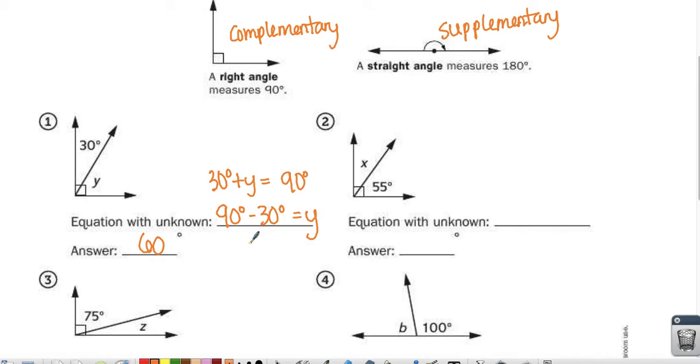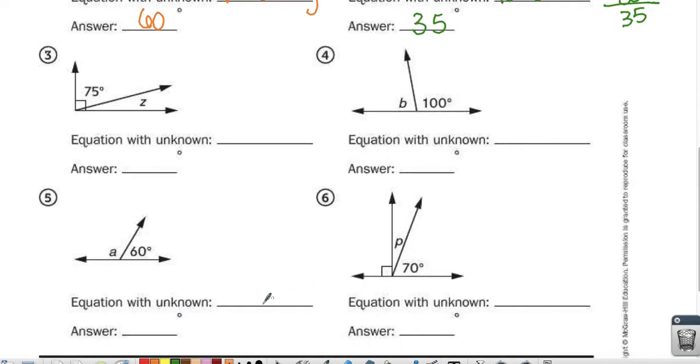Number 2, I have, again, complementary angles that add up to equal 90 degrees. So 90 degrees minus the part I do know, 55 degrees, would be equal to the part I don't, x. So now when I do 90 degrees minus 55 degrees, subtract here, I get 35 degrees. Number 3, another set of complementary angles equal 90 degrees. So 90 degrees minus the part that I know, that's 75 degrees, equals z, the part that I don't know. When I do that subtraction problem, I end up with 15 degrees.